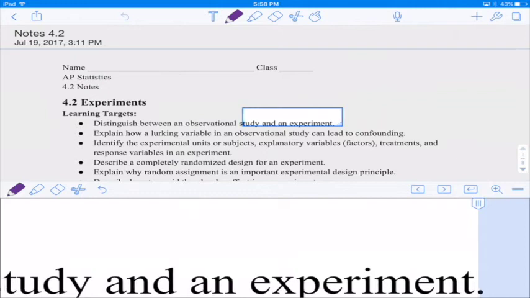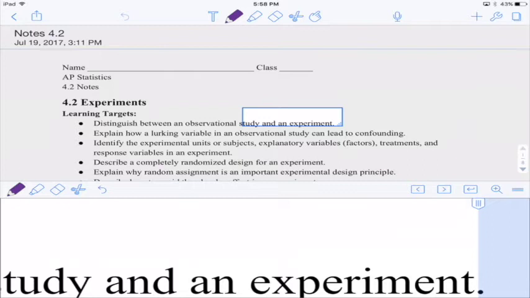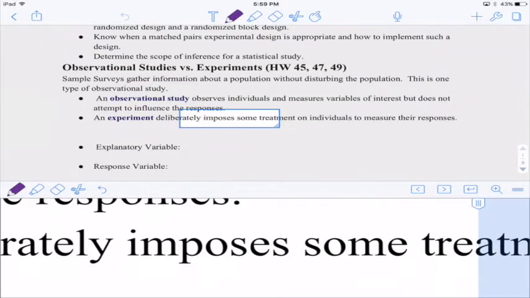Alright, EP Stat students, this 4.2 section is probably going to be very long. There's going to be a video in there, so bear with me through all of this. So we have observational studies versus experiments.